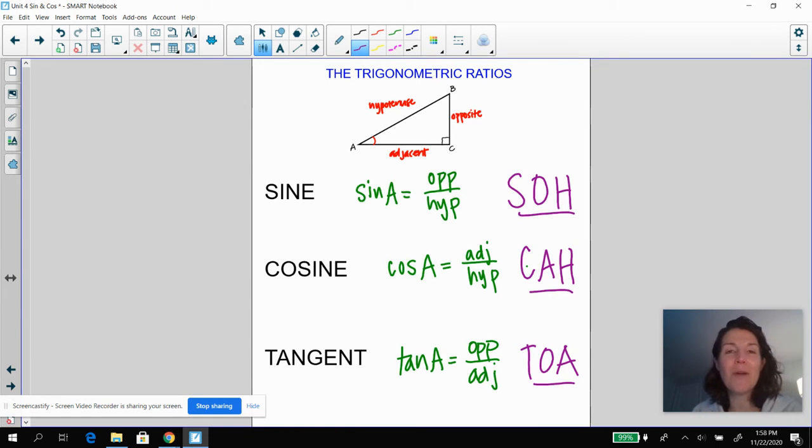SOHCAHTOA. This is the type of thing where if you tell your parents or your aunts and uncles or a grandparent that you are taking a geometry class, the first thing they're going to say is, oh, SOHCAHTOA. It's like the thing they remember, right? If you tell someone you're taking Latin, they're like, oh, amo, amas, amat. And that's where their memory ends. But SOHCAHTOA is a really, really powerful tool. The sine, the cosine, and the tangent. And we're going to put those to work right now.